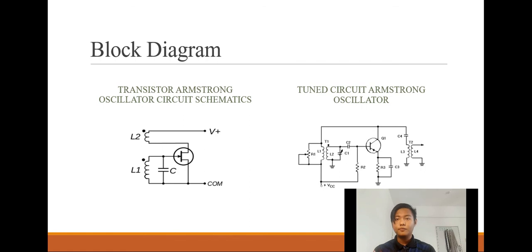Block diagrams. For block diagrams, there are many types of Armstrong oscillator circuits. Out of those types of circuits, I only pick two of them. One is a simple type of Armstrong oscillator circuit, and the other one is a tuned type circuit. The first circuit is a transistor Armstrong oscillator circuit schematic. It consists of an inductor, capacitor, and resistor. The second one is a tuned circuit Armstrong oscillator. It uses a transformer instead of inductors and uses an adjustable capacitor. Now, I'll give this to the next presenter.